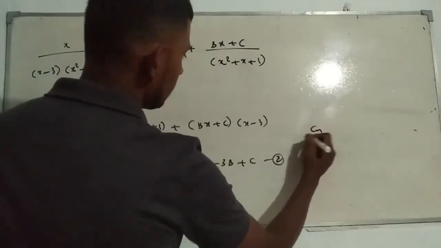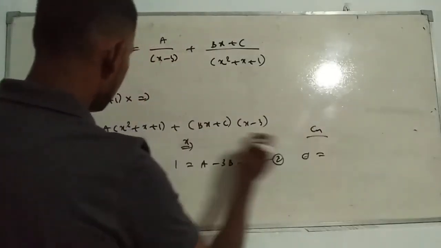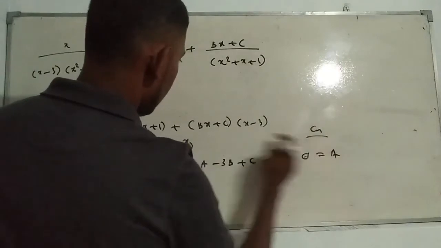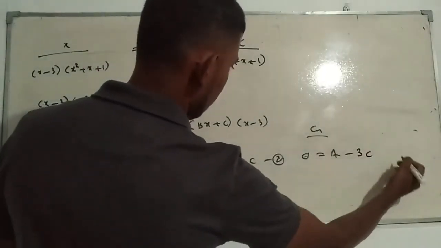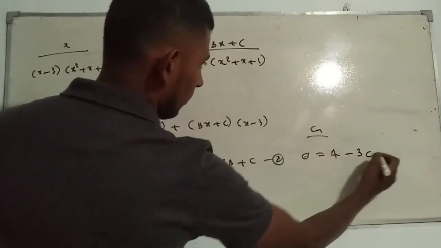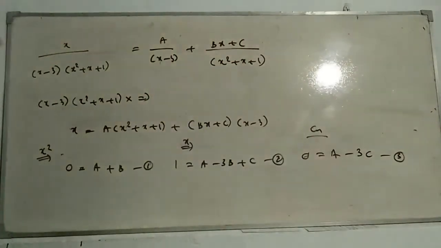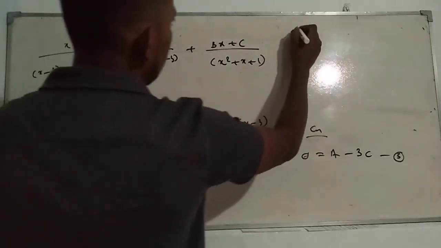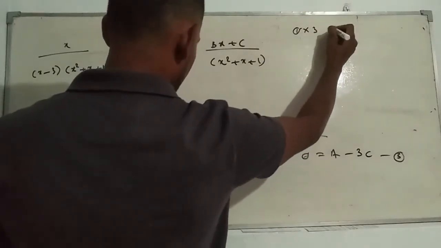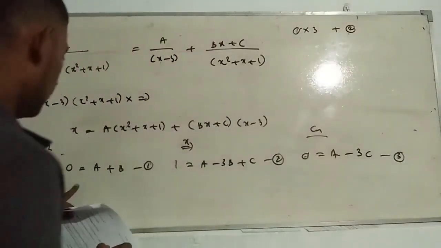Finally the constants. Here there is no constant, and here a and here I can write minus 3c. I take this as my third equation. By solving these three equations I can find a, b and c. So how do we solve these three equations? I just multiply the first equation by 3, then add it to the second equation.